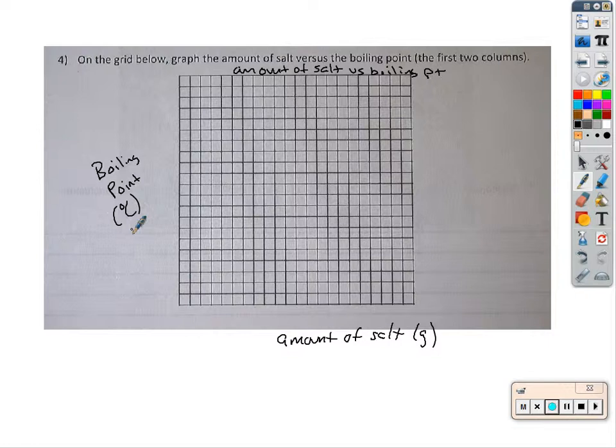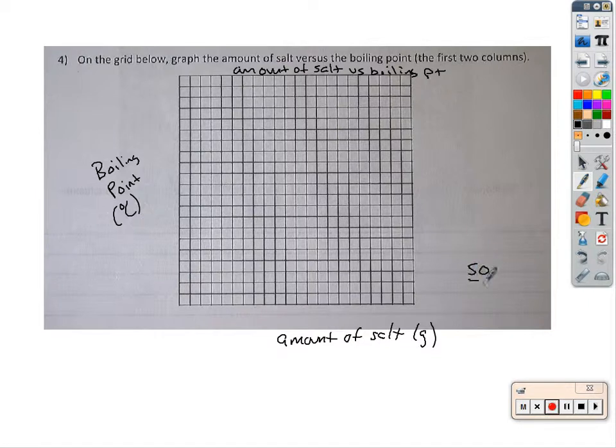And again, if we're not sure how we want to scale them, we look at the range of numbers. We take the range divided by the number of lines we're working with, and that will give us a minimum idea of what the different lines should mean. For example, for the amount of salt, we go from 0 to 50. We have 1, 2, 3, 4, 5, 6, 7, 8, 9, 10, 11, 12, 13, 14, 15, 16, 17, 18, 19, 20, 21, 22 lines.